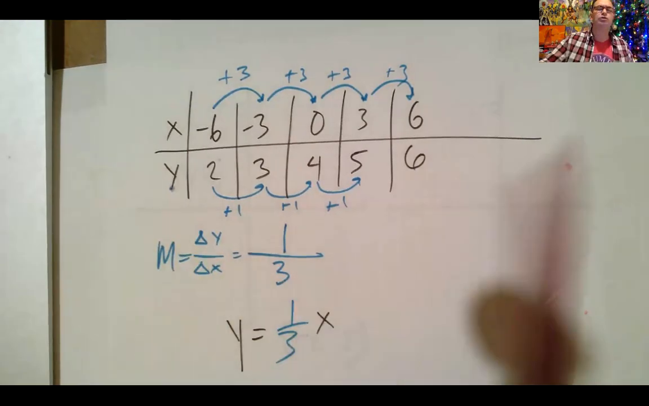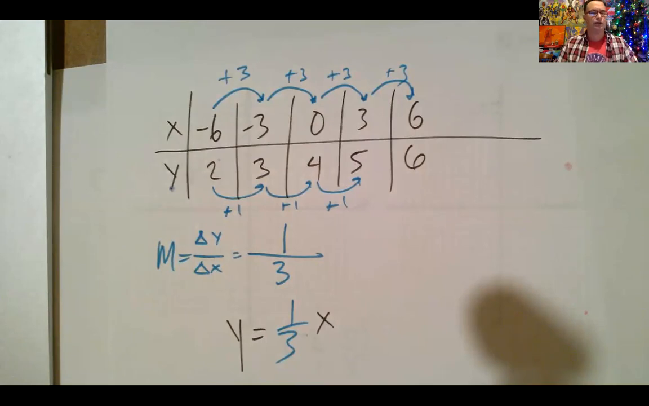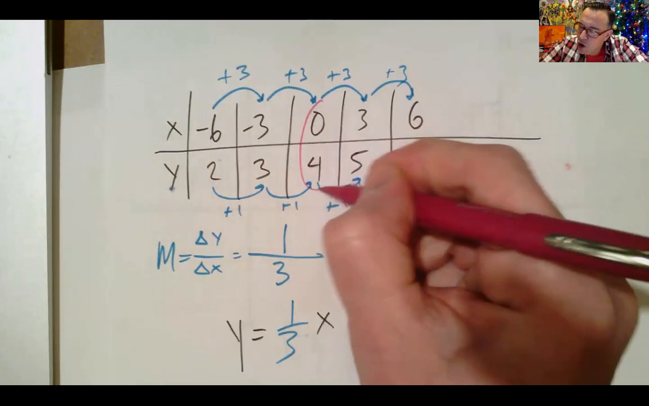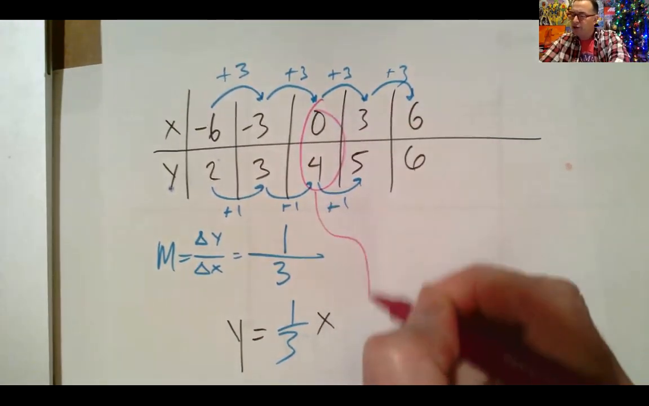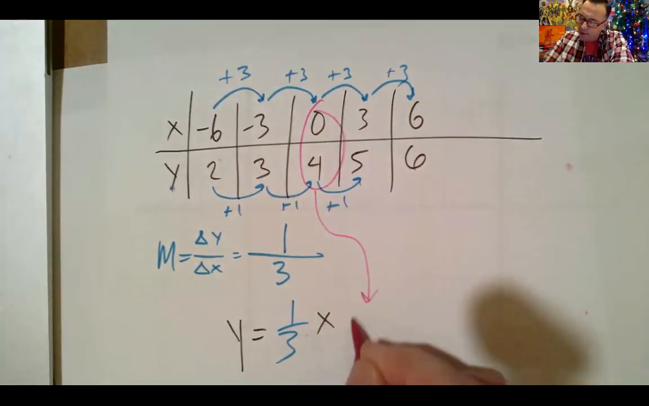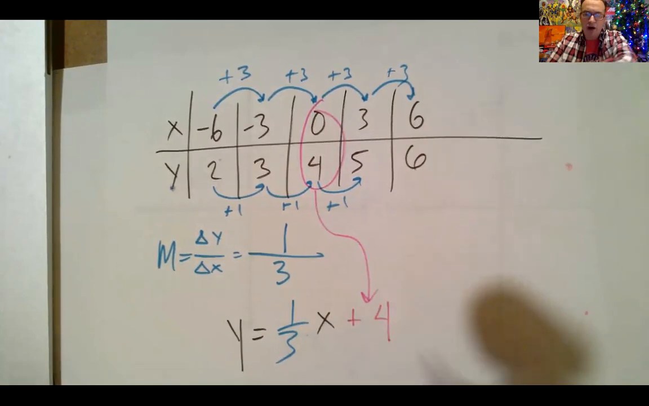What is the 0 term in my table here, guys? 4 is 100% correct. X is 0. Y is 4, so that's going to go here. Since it's a +4, I'm going to write +4, and now I have my equation. Y equals 1/3 x plus 4.